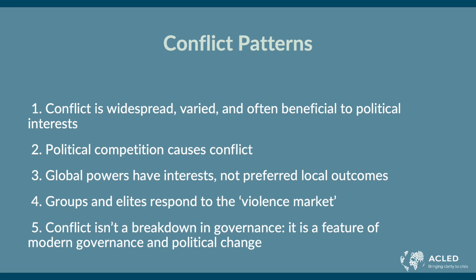The third point is that global powers have interests but not preferred local outcomes. And so when we see a number of, for example, Gulf states becoming involved within different African conflicts, it is not because they have a particular group that they want to win, but they have local outcomes that they would prefer to actually see because of their own interests. And the group that they may be supporting is helpful but not determinative of those interests. Groups and elites respond to what I call a violence market.